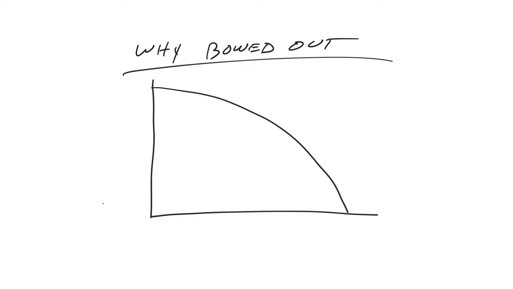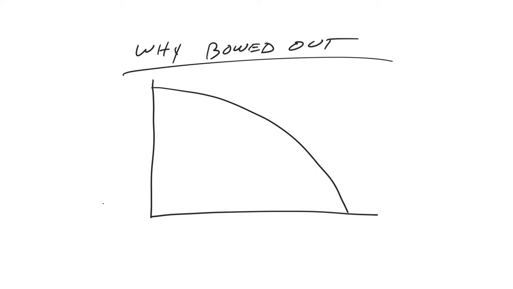Now we're going to talk about why the production possibilities curve is bowed out. Why is it bowed out like that? Why does it look like that instead of like this, a straight line? Well, because we are modeling. Let's look back at all the things that we get a lot of mileage out of this production possibilities curve model.